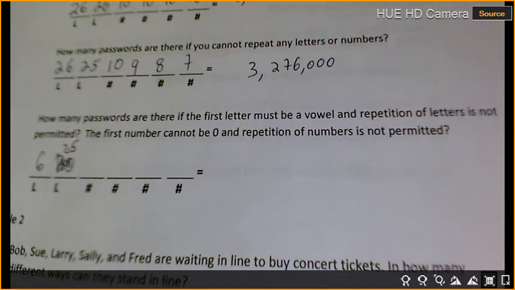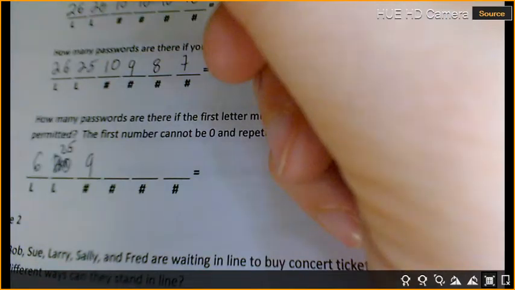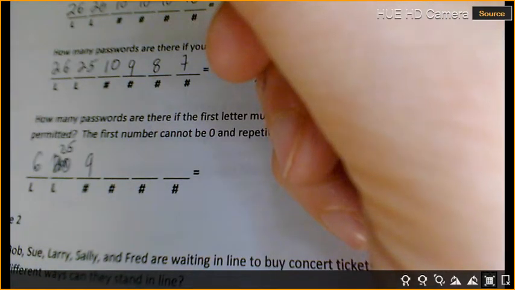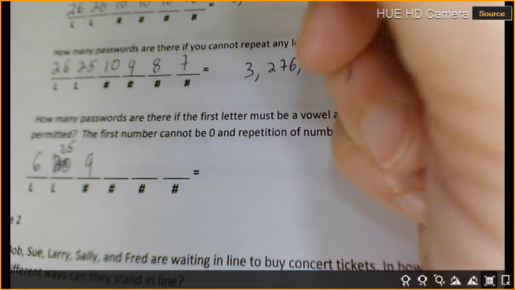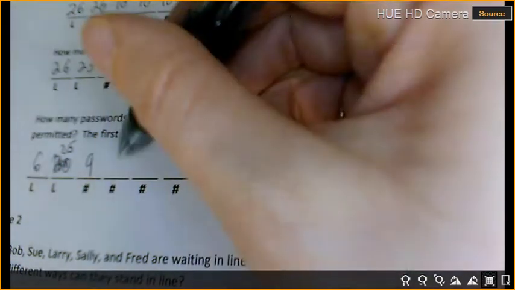The first number cannot be a 0. So that means how many possibilities are there? 9, 8, 7. The first number cannot be a 0 and there can be no repetitions. So what is the possibilities for the next one? 8.